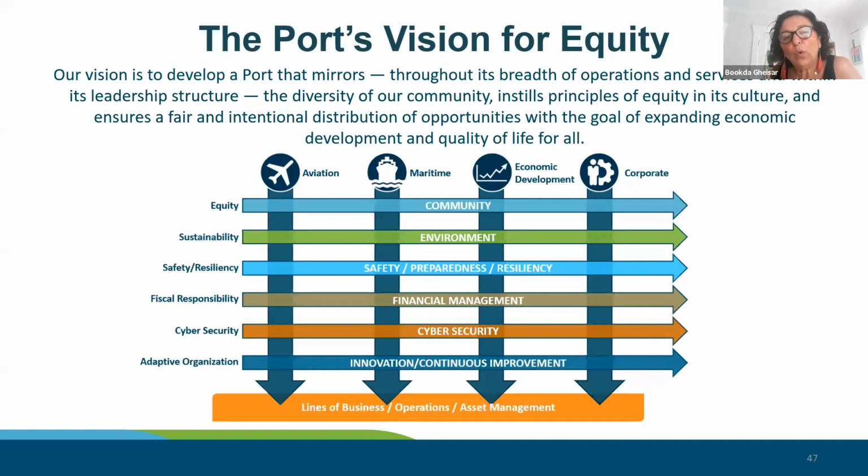And this is how the port decided to create the office, that it is actually a horizontal line running across all of our businesses. And this is one of the things that actually convinced me that I would have a chance to succeed at the port, because often what you see in offices of equity is that they are not horizontally running across, but actually a standalone entity that is ironically often marginalized and has very little voice, very little power at the decision-making tables.